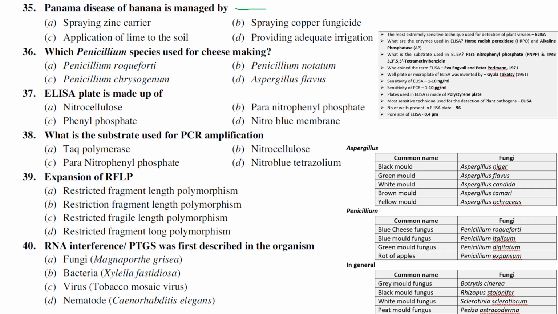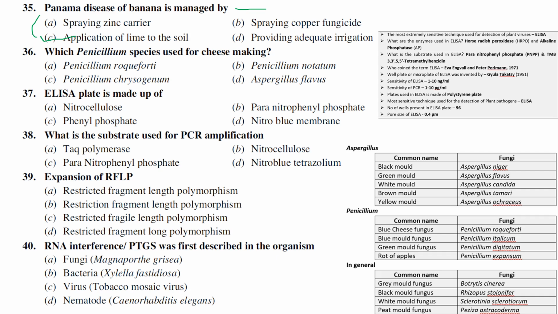So coming to this point, Panama disease of banana is managed by spraying of zinc carrier, spraying of copper sulfate, application of lime, and providing adequate irrigation. Generally, application of lime is more than enough to manage this disease very effectively. Sometimes this disease is also associated with the banana burrowing nematode, Radopholus similis. Okay, so application of lime itself is the best management practice, just changing the pH. It is the best management practice.